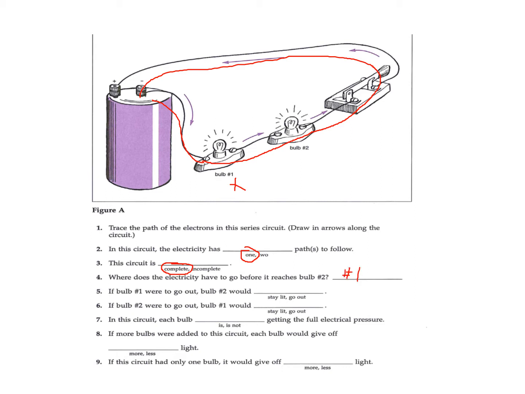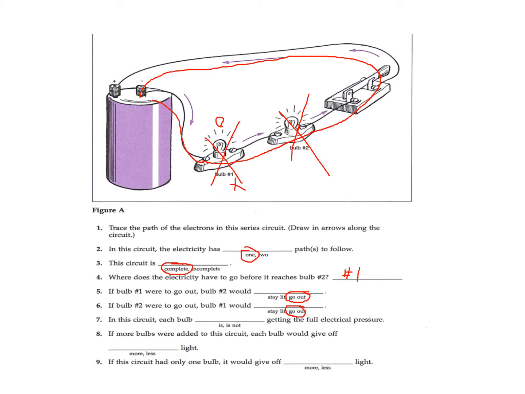If bulb number 1 were to go out, that means no light, then bulb number 2 will go off too. If this one gets killed, that means no way for electricity to travel, so this will go off too. If this one goes off, this one will also be off, okay? So no matter what, if something happens to this one, that one won't work. Something happens to this one, this won't work, okay?